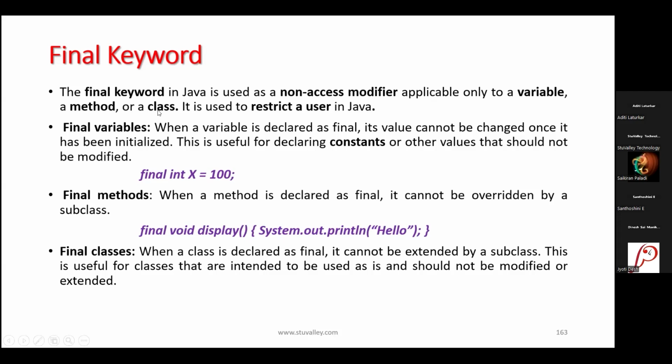Last, final keyword we can apply to the classes. So when the class is declared as final, it cannot be extended. When you want to restrict inheritance for a parent class, then you can restrict it using final keyword. So when you are declaring that class as final, it cannot be extended. Inheritance is not possible. Okay, so this is useful for classes that are intended to be used as is and should not be modified or extended. So the syntax is using the final keyword, class, and then the class name. Basically, all the things you can write inside this class. Okay, we are going to see the example of this.